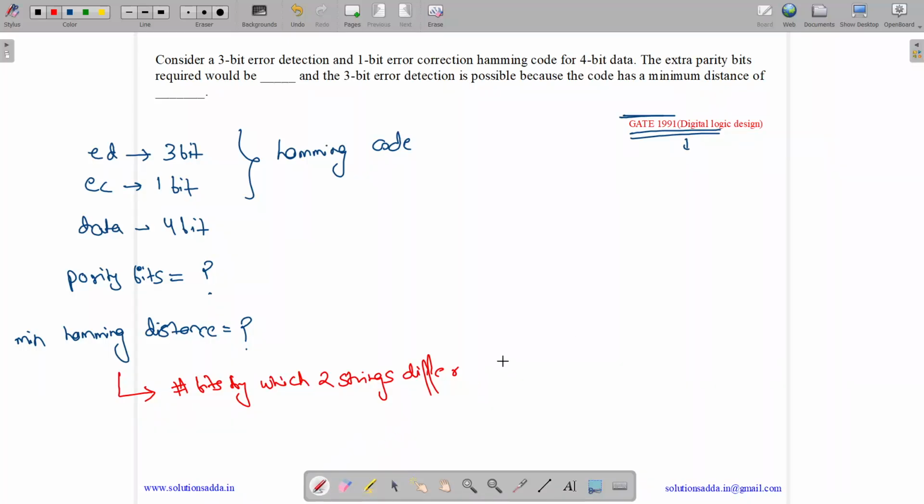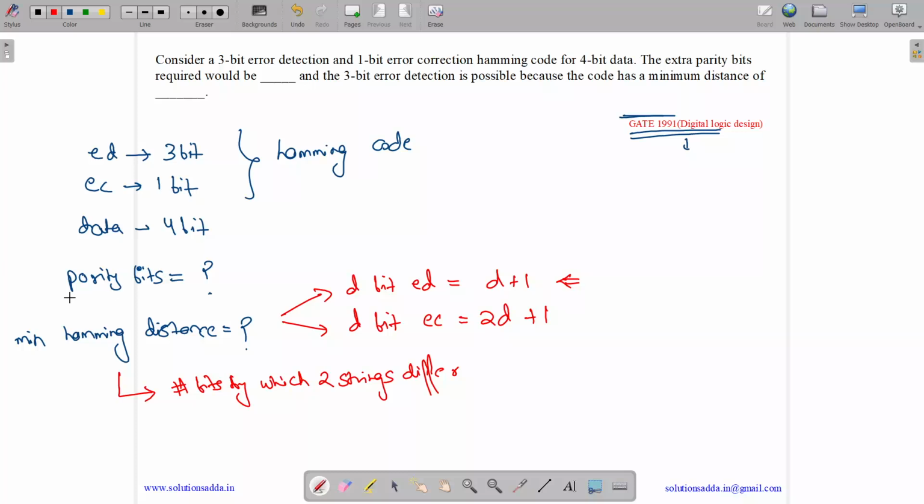Now see, for detecting d-bit errors, we require a Hamming distance of d plus 1. For d-bit error detection, the Hamming distance required is d plus 1. These things you need to remember. And for d-bit error correction, the Hamming distance required is 2d plus 1. Where d is the number of bits.